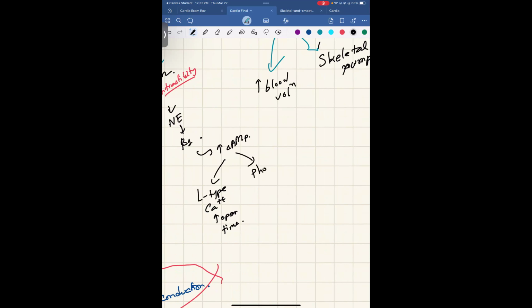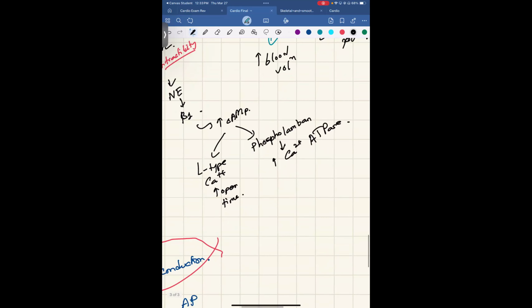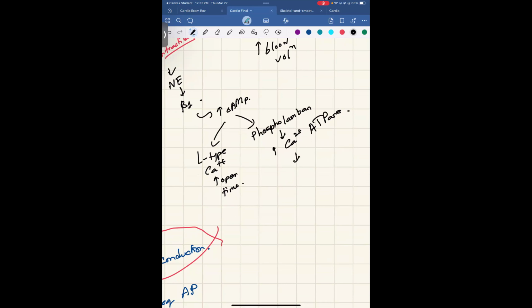The other thing it does is it also phosphorylates something called phospholamban. Is it lamban? Yes. Okay. Which increases calcium ATPase activity. That's something you talked about in class, and it helps mop up the calcium away so that the cells can quickly relax and contract again. So overall, this increases contractility of the heart, so it squeezes out more blood. Is that okay?